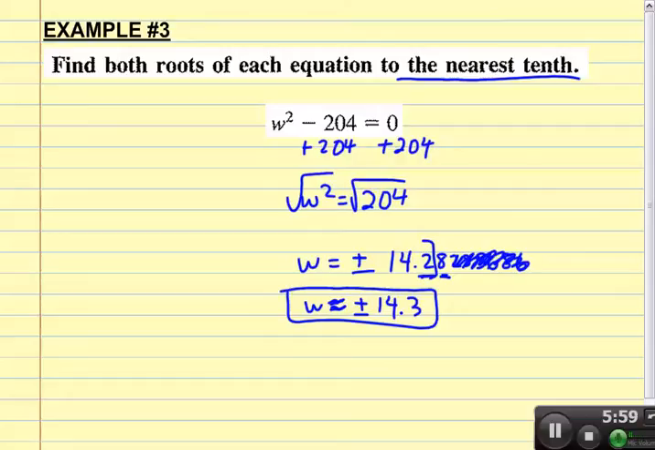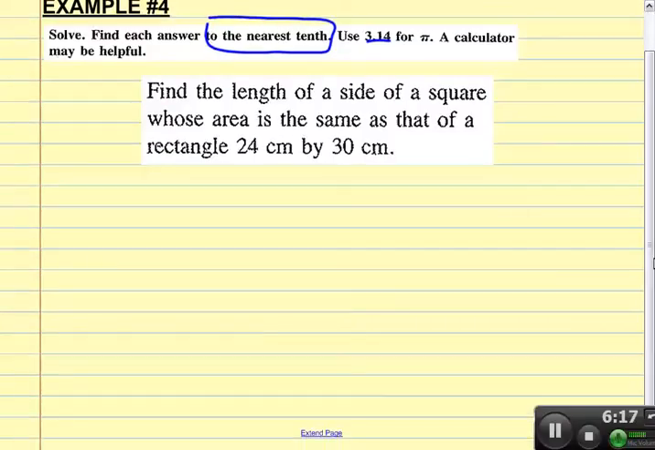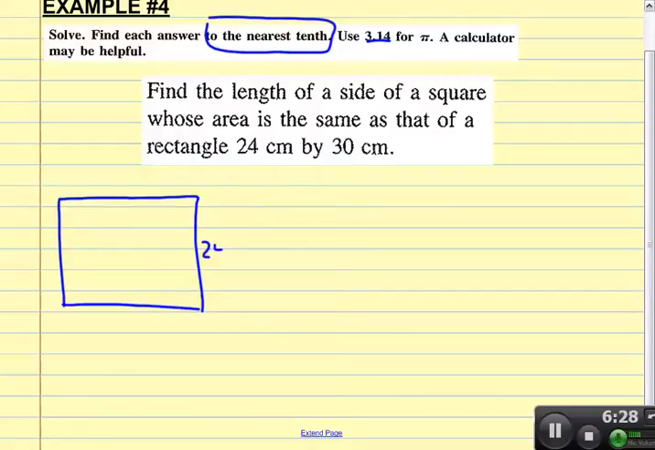Let's look at another one. Solve. Find each answer to the nearest tenth. I'm using my calculator. Use 3.14 for pi if I need to. A calculator may be helpful. I think it will be. Find the length of a side of a square whose area is the same as that of a rectangle 24 by 30 centimeters. Okay, so I've got a rectangle that is 24 by 30 centimeters.